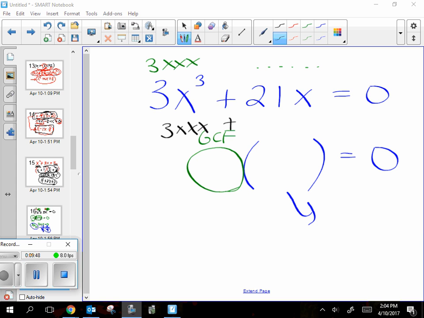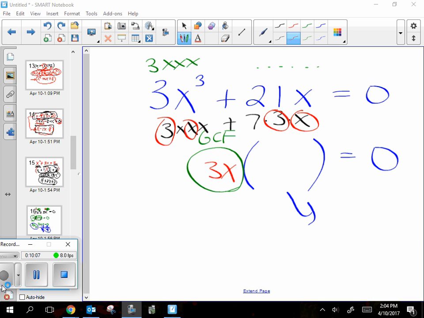3 times x times x plus 7 times 3 times x. That's one of the most important things, that you can expand it right. Now, what was in common was they both had a 3 and they both had an x. So I put 3x as the GCF.